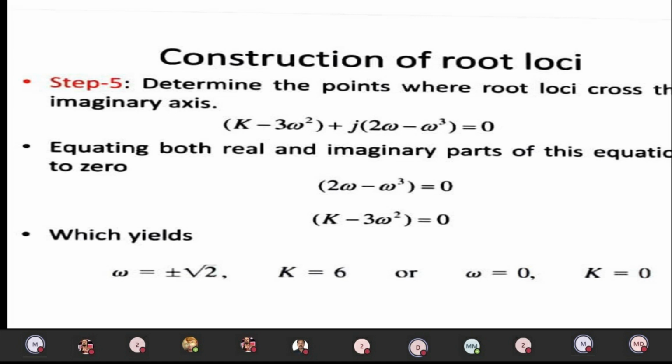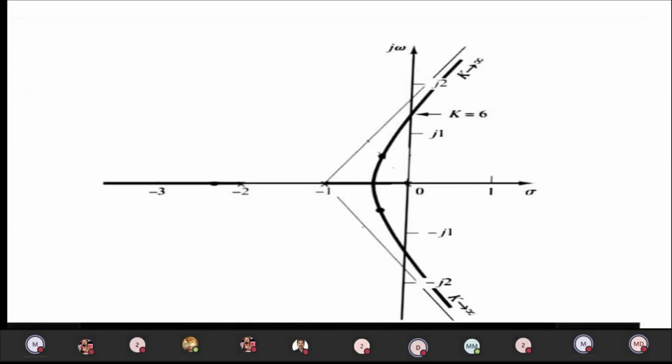So this is how you have to construct the root locus, and you have to say whether the system is stable or not, depending upon the locus of the roots taken in the s-plane. Okay, so this is how we have to draw the root locus on the real axis. For this problem, the root locus will be drawn like this also.